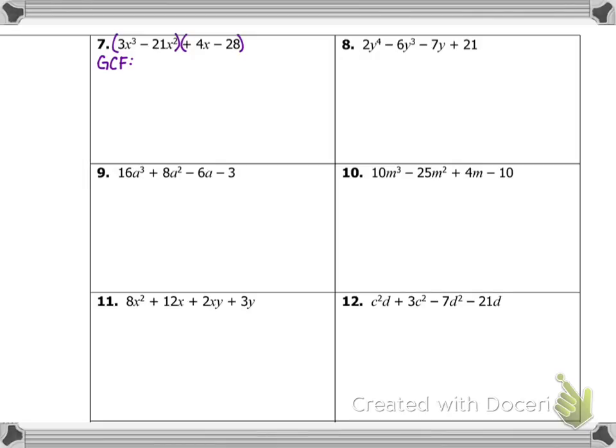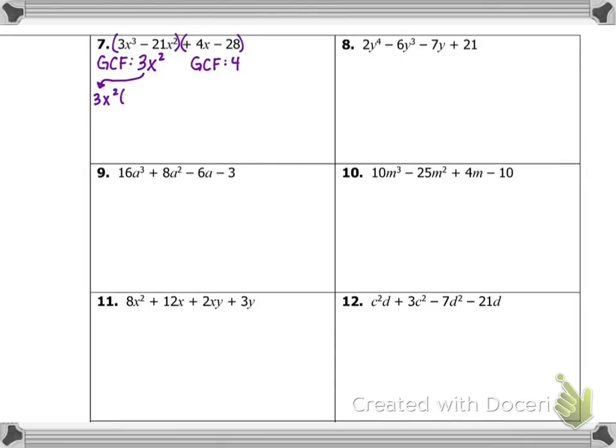Number 7, let's look for the GCF of the first piece. Now, this one we're going to say, okay, well, 3 and 21, they have a 3 in common. And then we have x cubed and x squared. What's the smallest variable that they have in common? They have an x squared in common. I can take 2 out of here, and I can also take 2 out of here, right? Okay, my GCF for the second piece, 4 and 28, they have a 4 in common. They both don't have x's, so I cannot take out an x.